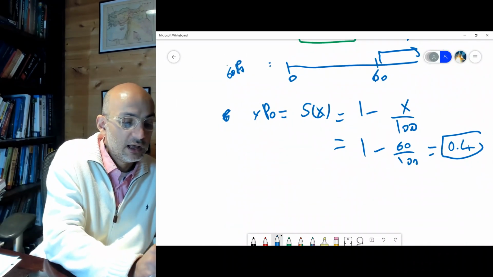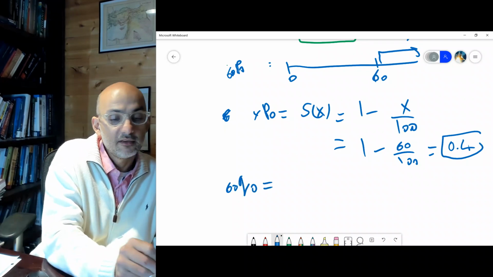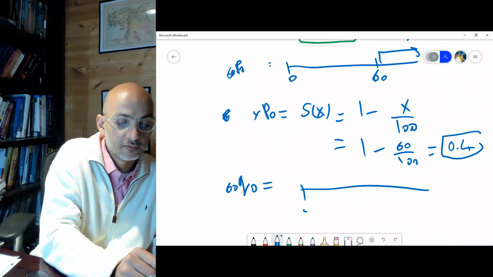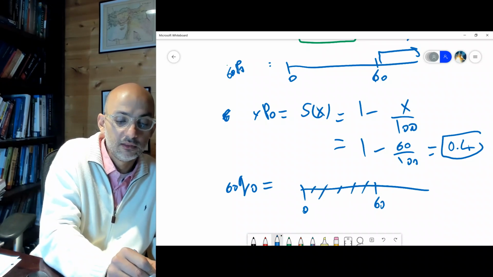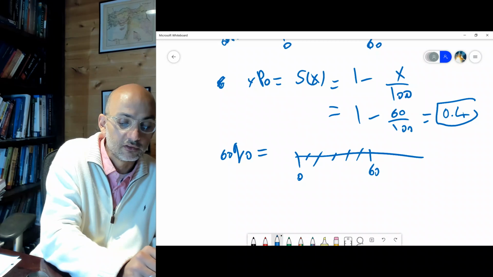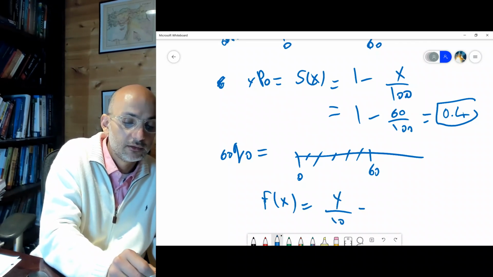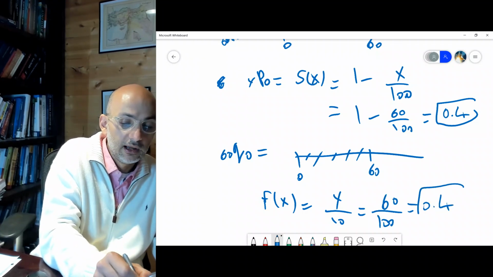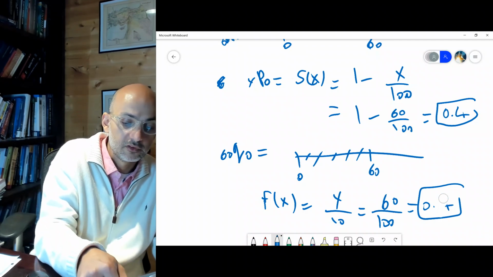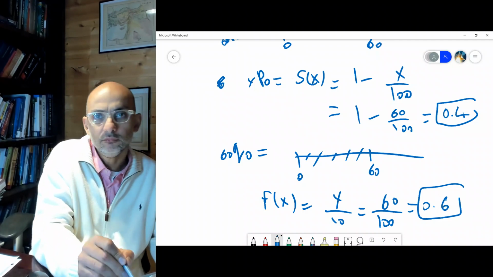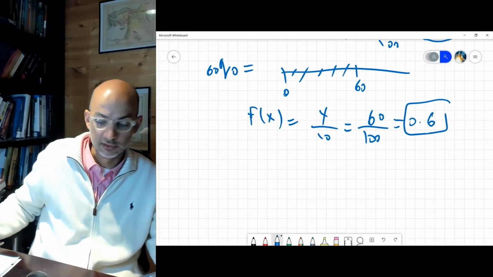And what is now 60q0? This is the opposite now. Death occurs between 0 and 60. So what's the probability that death occurs between these years? This is F of x, which is x over 100, which is 60 over 100. It gives us 0.6, sorry, and they must add up to 1, right? Simple enough, not much complication here.